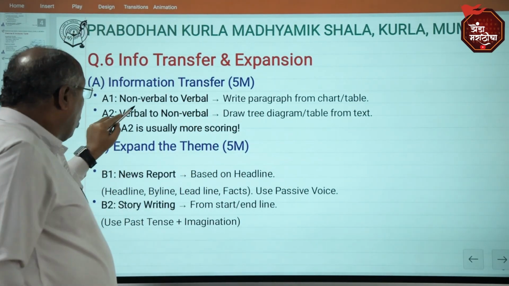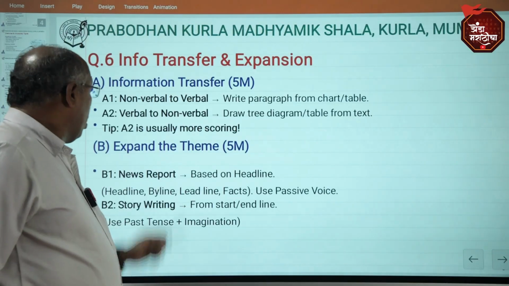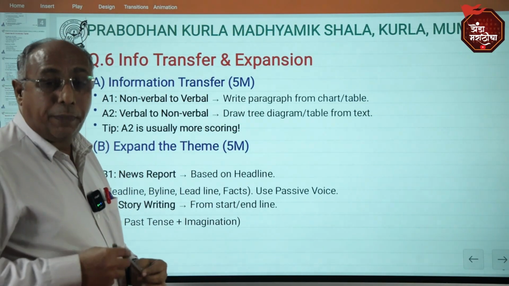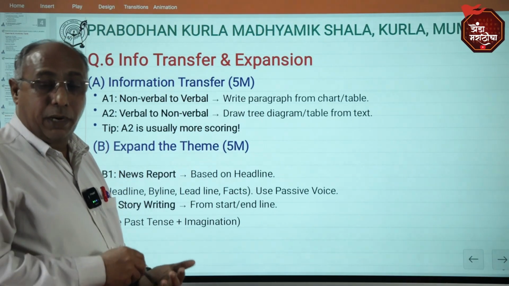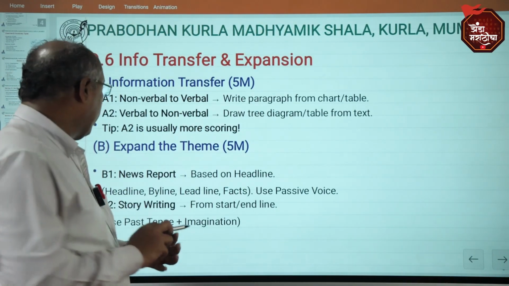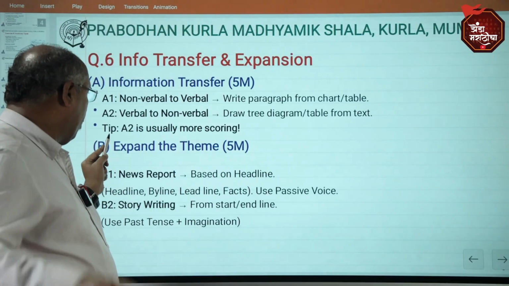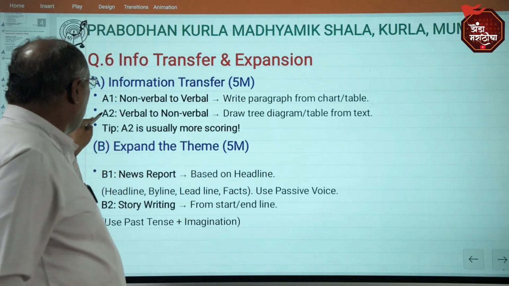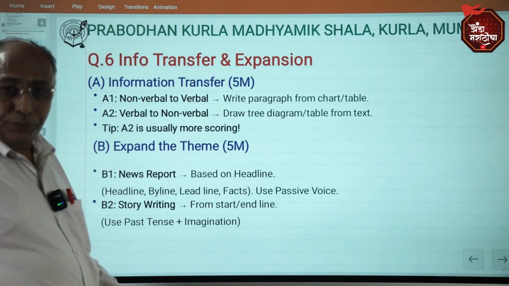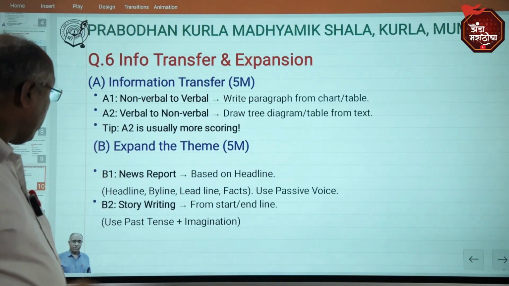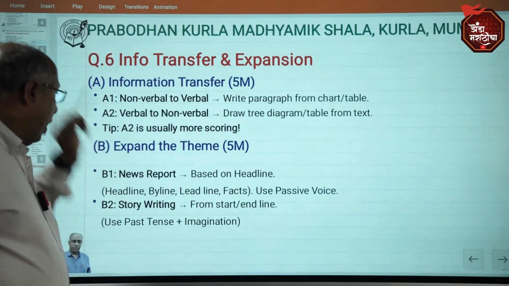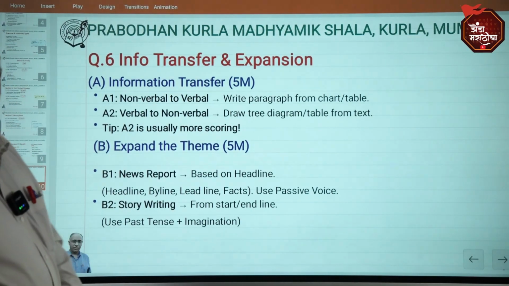Second thing is verbal to non-verbal. Verbal means a passage will be given and the student will be asked to prepare a family tree, chart, table, pie chart, like that. So the tip is that Activity 2 is usually more scoring, means this question carries marks more easily. Right now let us go to see question number 6B, that is expand the theme.